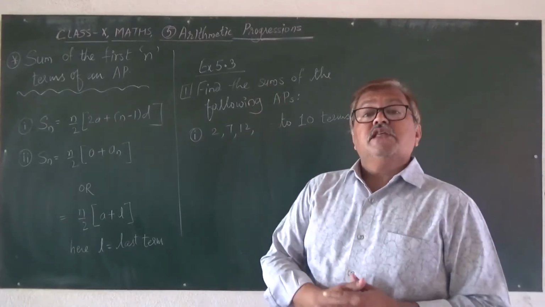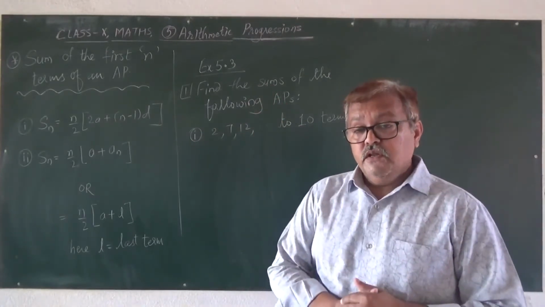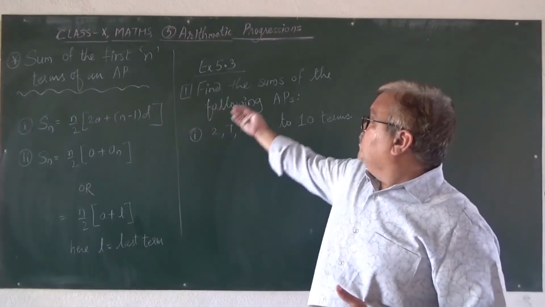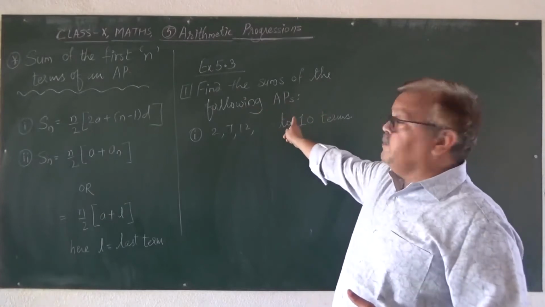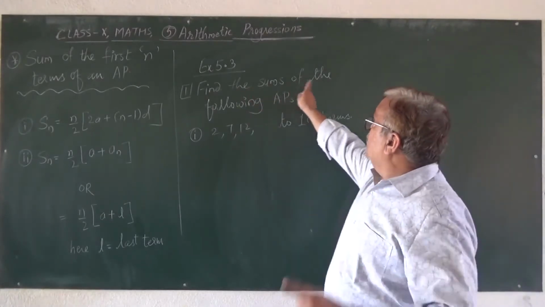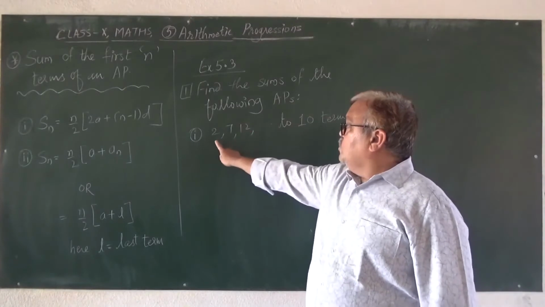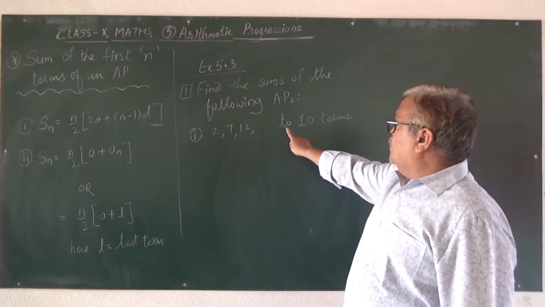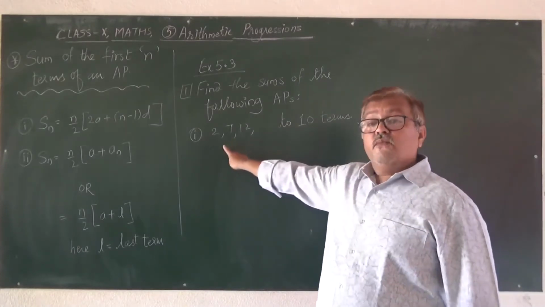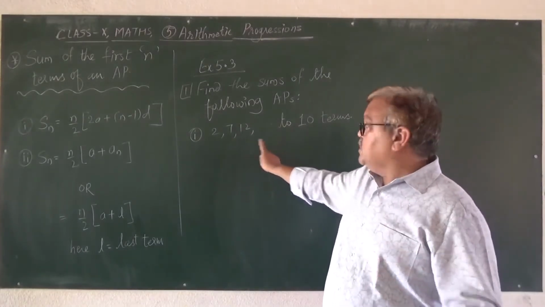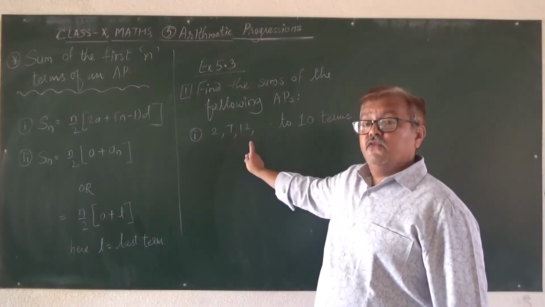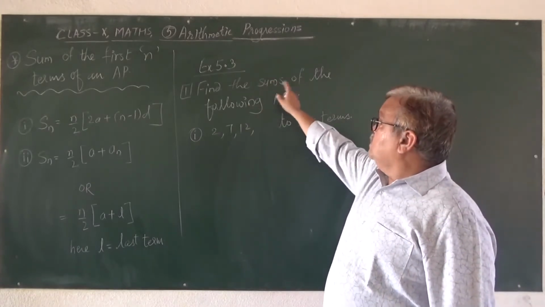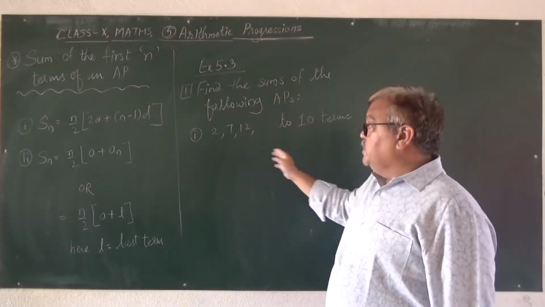Let us see exercise 5.3. First question is based on this concept, that is two formulae. Find the sums of the following APs. Listen carefully. First sub question: 2, 7, 12, and so on up to 10 terms. So this forms an AP, no need to check. Still, 7 minus 2 is 5, 12 minus 7 is 5. It is already an AP. So be careful while attempting a question. If it is written AP, then only you can use the formula directly.